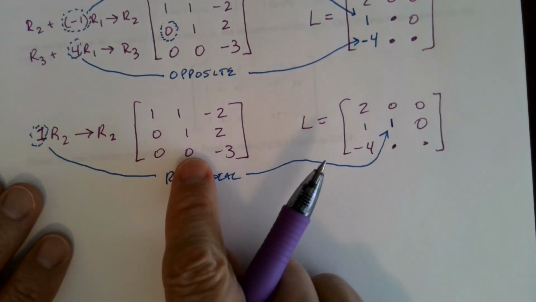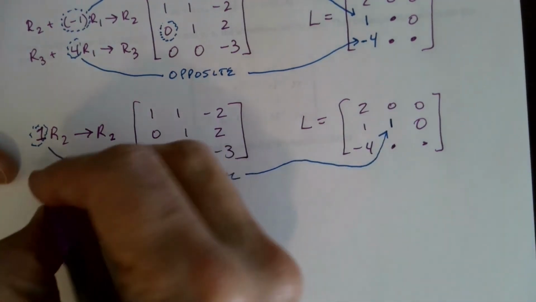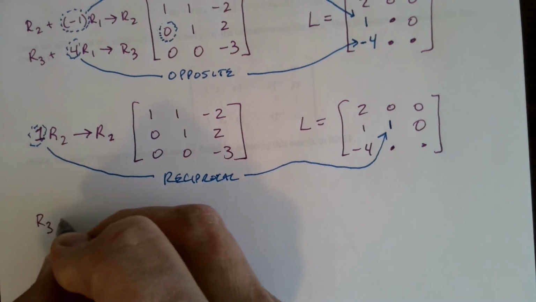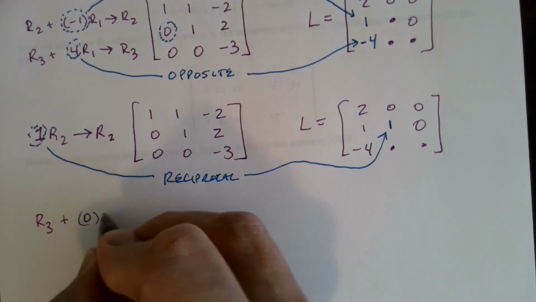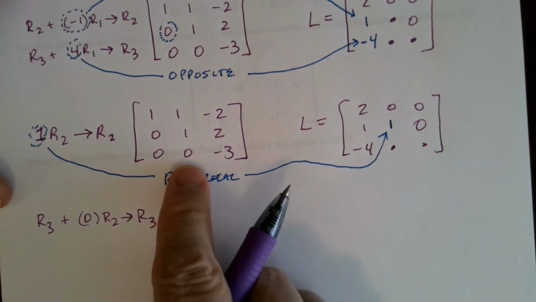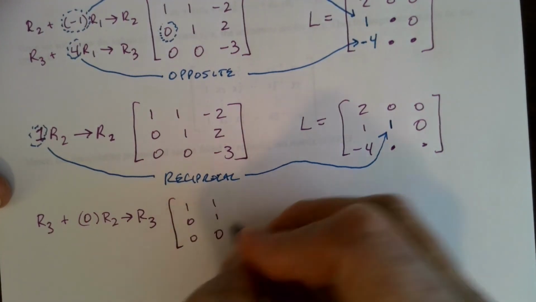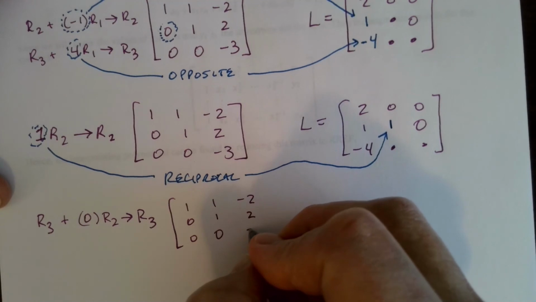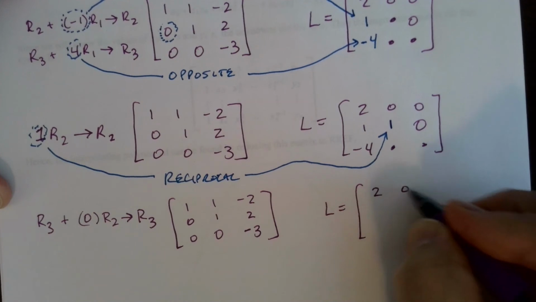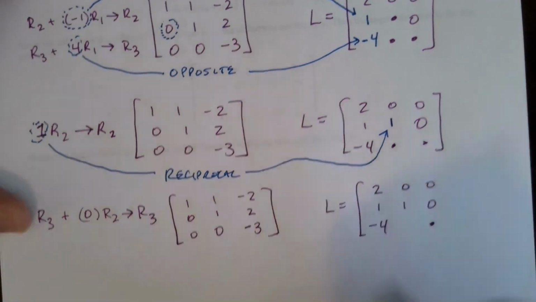Well, again, with the bookkeeping approach, we want to keep track of what's happening there. So really, I can say I want to take row 3, and I want to take 0 times row 2 and replace row 3 with that. That's the multiplier I would use in the process. Of course, that doesn't change anything. If I multiply a row by 0, I'll just add 0 to the row. But again, this gives me an entry in my lower triangular matrix, namely right here.